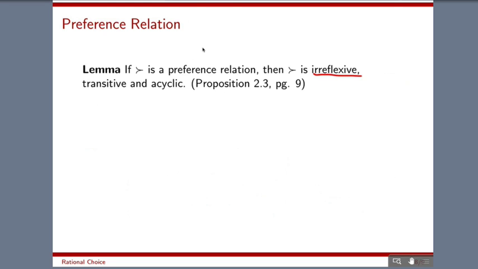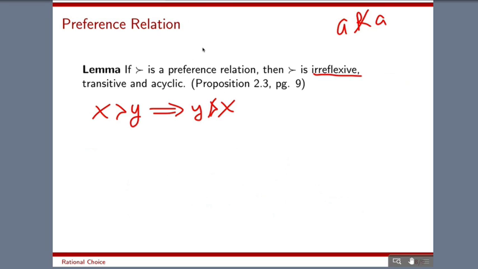First, it is irreflexive. What irreflexive means, this is kind of the negation of reflexivity. Irreflexive means for all elements A is not related to itself. So reflexivity means everything's related to itself. Irreflexivity means it's not the case that anything is related to itself. To see why it's irreflexive, that follows directly from asymmetry. So asymmetry says that if x is strictly preferred to y, then y is not strictly preferred to x.